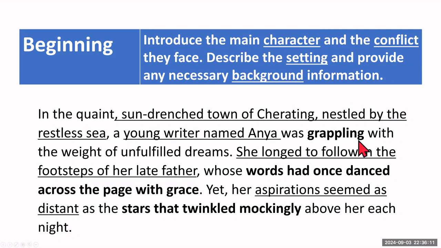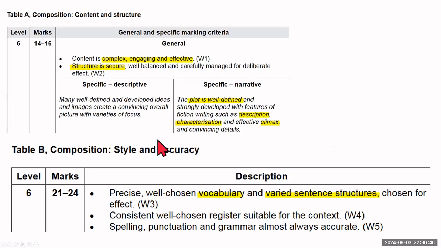Now, in bold, I have descriptive devices. So here it's a personification. Here is some advanced vocabulary, and this is personification again. So if we look at the mark scheme, we will see that I have characterization and description, and I have used some advanced vocabulary.